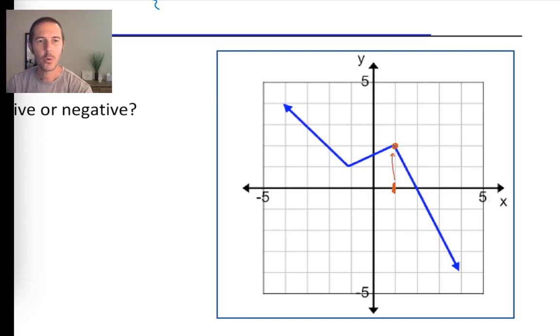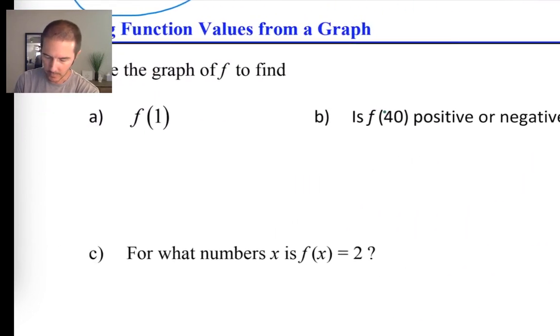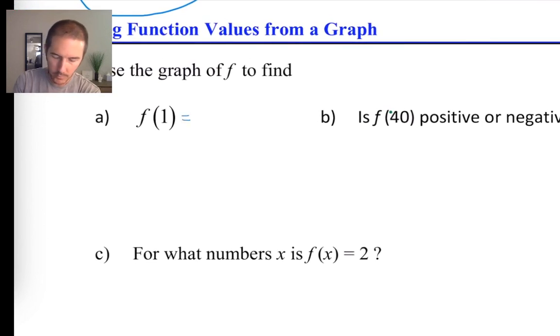And what is the corresponding y value at the point where x equals 1? That looks like it's a y value of 2. So we come back over here and we say that f of 1 equals 2. F of 1 equals 2 is telling us a lot of things.